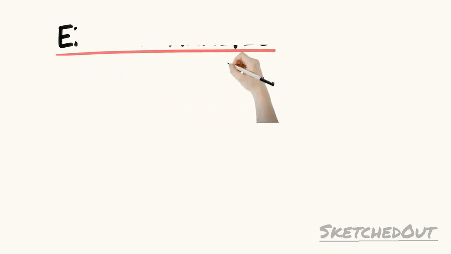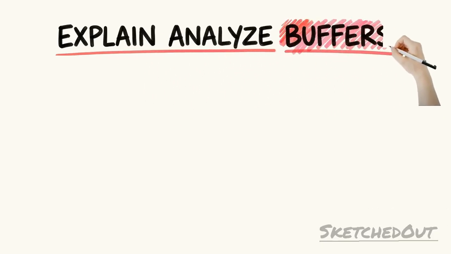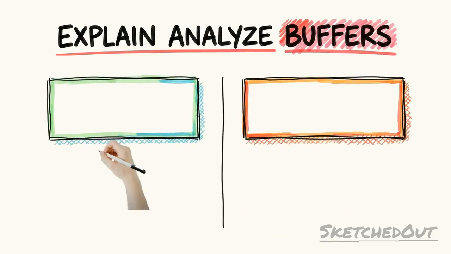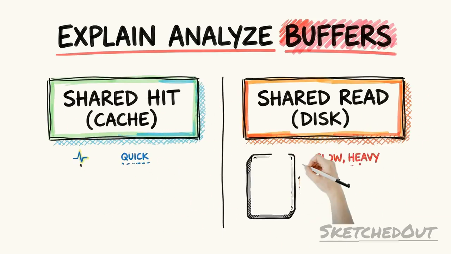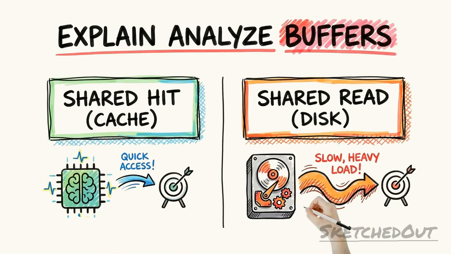Buffers. If you run EXPLAIN (ANALYZE, BUFFERS), each node also tells you how many pages it read from memory versus how many it had to fetch from disk. Shared hit is a page found in Postgres' cache. Shared read is a page that had to come from storage. A plan with lots of shared reads is bottlenecked on I/O, and no query rewrite will fix it. You're either short on memory or short on disk speed.